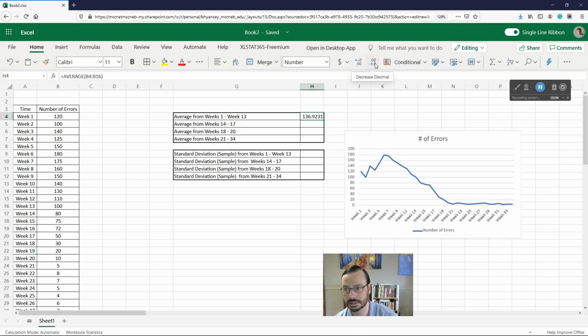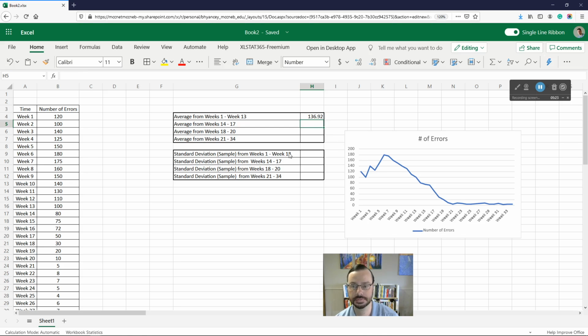I think most lecturers, and myself included, will want you to round to 2 decimal places. And to do that, you can use this little option up here to increase your decimals or decrease them. Mine were already set to 2, but make sure that you are getting that down to 2 decimal places, please.